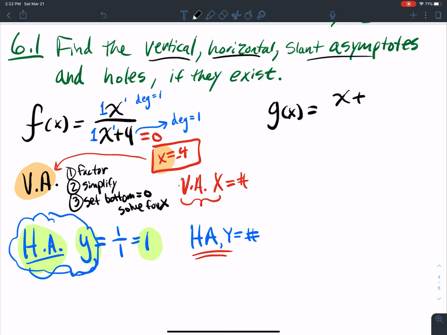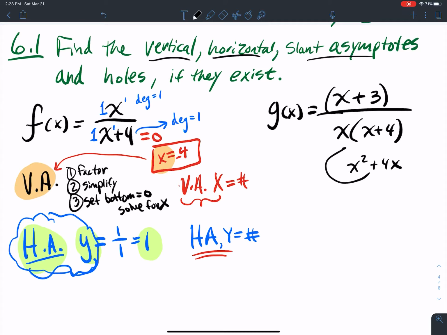Let's try g of x equals x plus 3 over x times x plus 4. Okay, x times x plus 4. Now, when I look at this, I think, is it factored? Well, the numerator looks like it's as factored as it can get, and same with the denominator. If it had been x squared plus 4x, what would you do? You'd GCF and factor it to pull an x out, and you get that right there. Okay, so we don't have to worry about that because it's already factored for us.